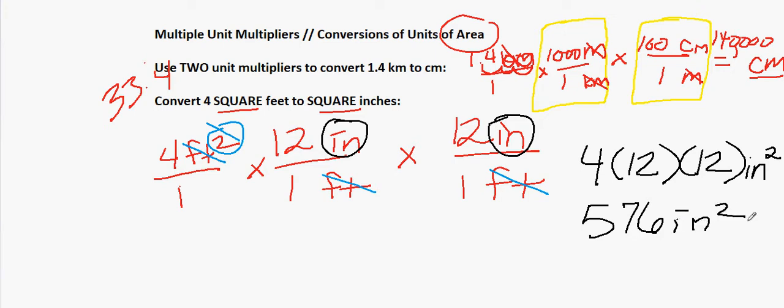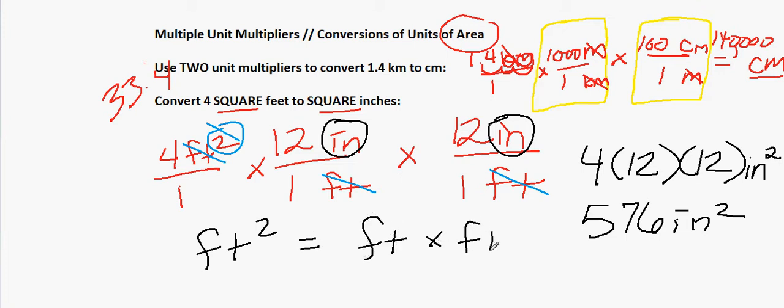Take a look at the other 2 examples on page 110. The key to remember is feet squared, or anything squared, is sort of like feet times feet. So you have to do the unit multiplier once and then again, so that you can cancel them both times and find your final answer.